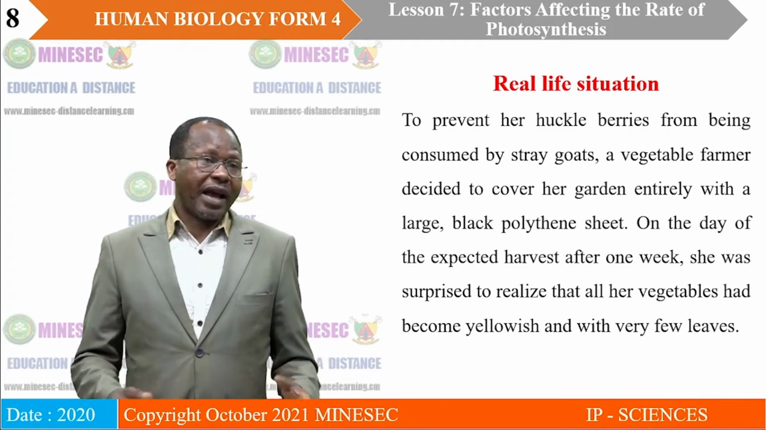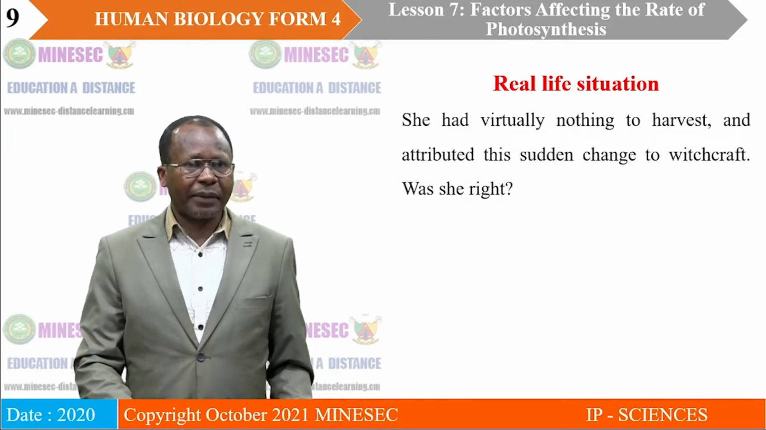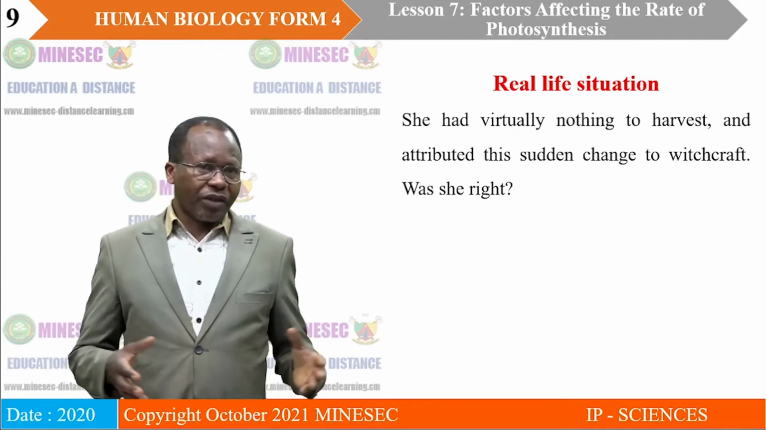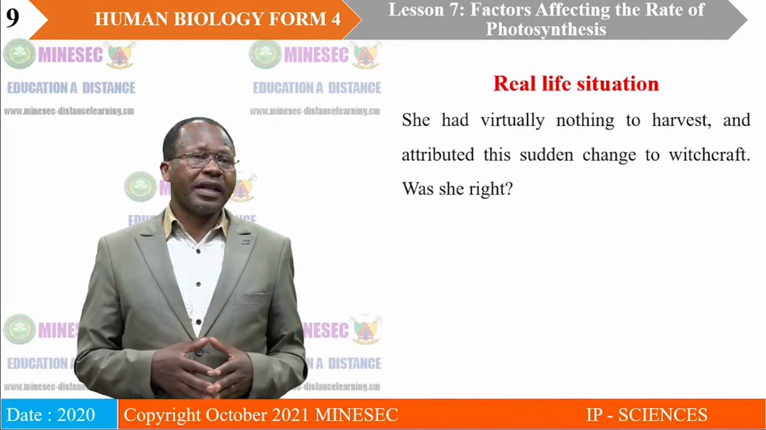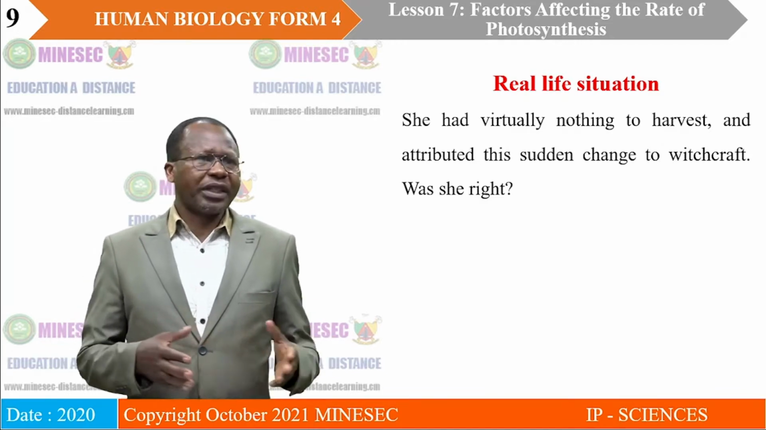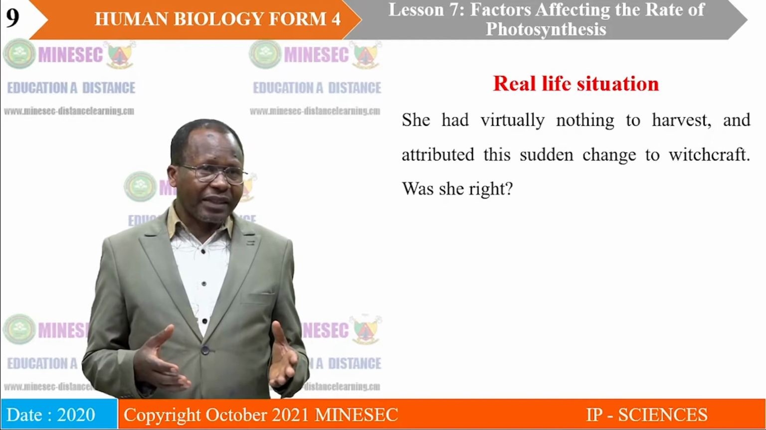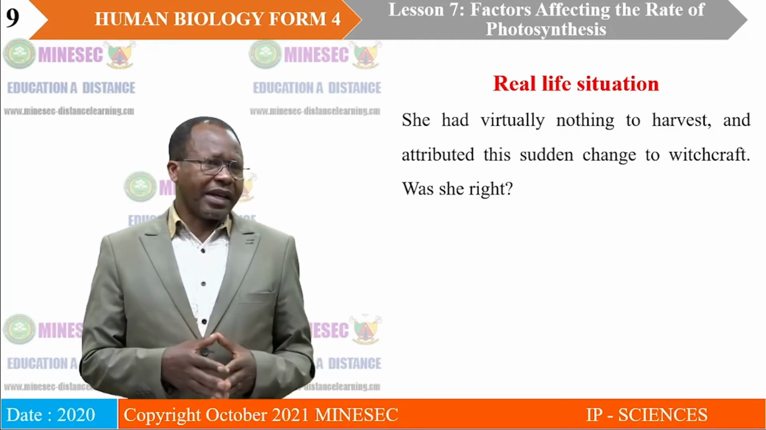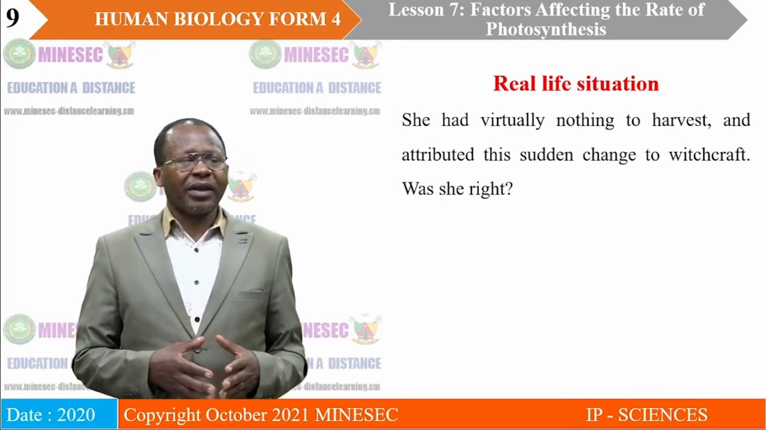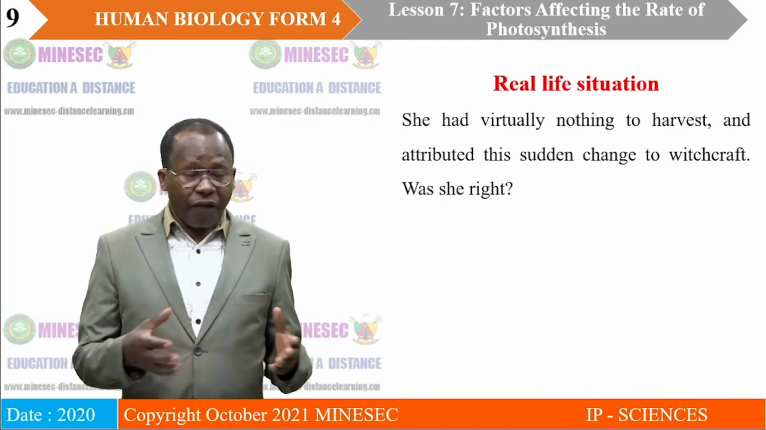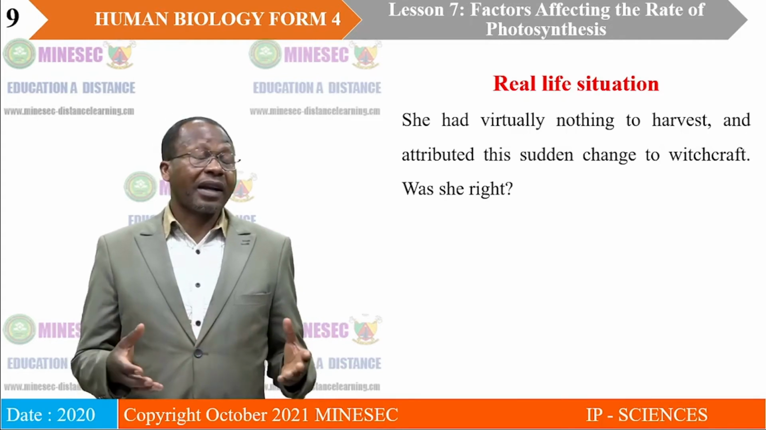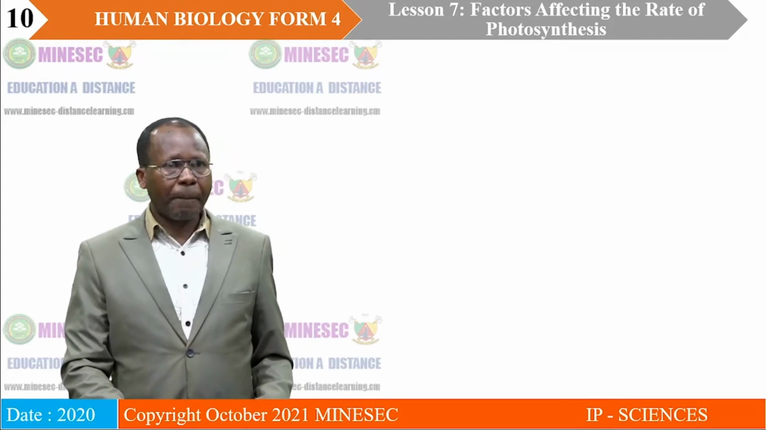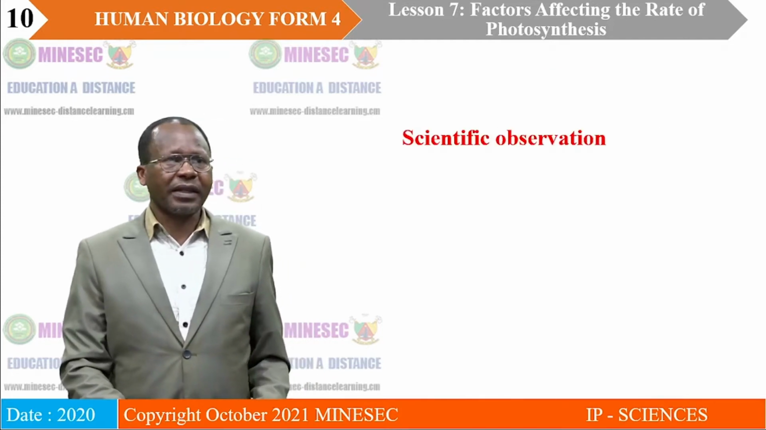What, therefore, could be an advice which could be given to this farmer? She had virtually nothing to harvest and attributed this sudden change to witchcraft. Was she right? Can you prove witchcraft scientifically? Let us see how a human biology student with knowledge of factors affecting rate of photosynthesis can clarify this doubt from the mind of such a farmer. We shall see this in the course of this lesson.